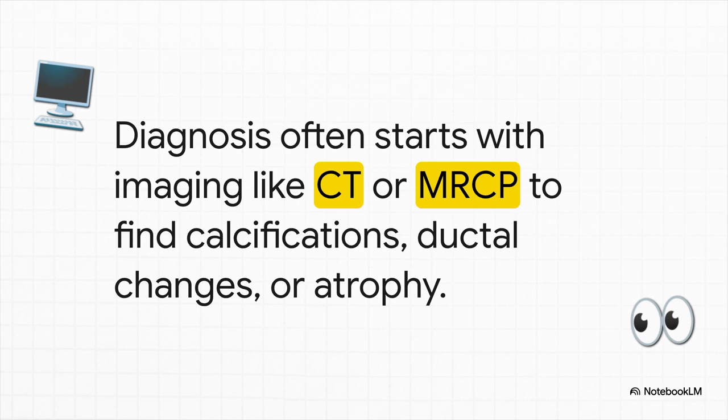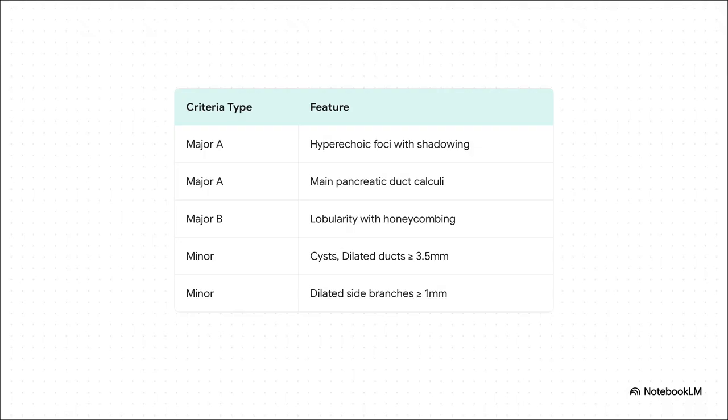But what if the disease is early? What if the changes are subtle? For that, the real gold standard these days is endoscopic ultrasound, or EUS. It's just way more sensitive. And this table really shows you why EUS is the king.